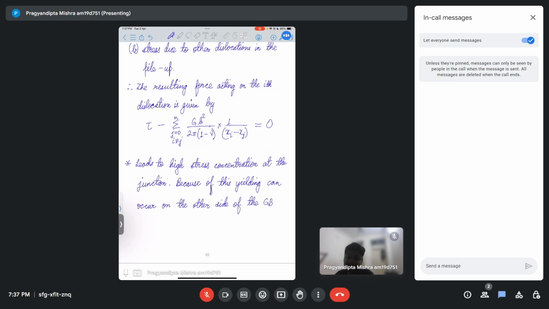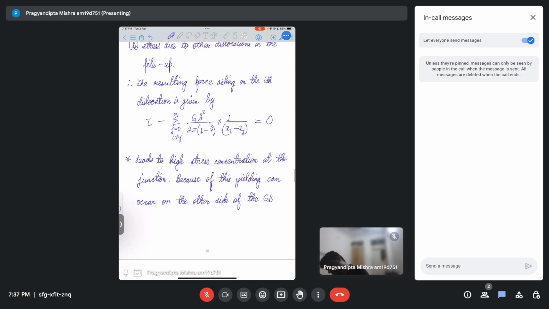So essentially, what is happening is we are seeing a nucleation of dislocations, and yielding is occurring on the other side of the grain boundary. However, sometimes instead of yielding occurring, you will see a nucleation of a crack at the grain boundary. There is a crack that will suddenly initiate at the grain boundary due to this high stress concentration. So sometimes this can lead to cracking as well.